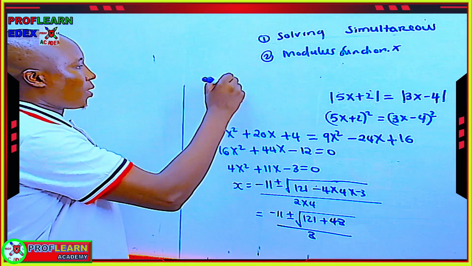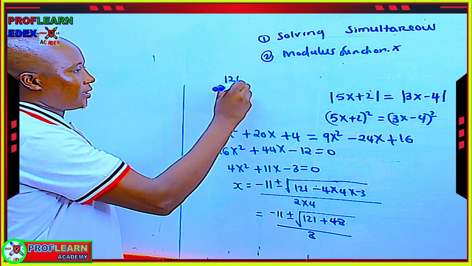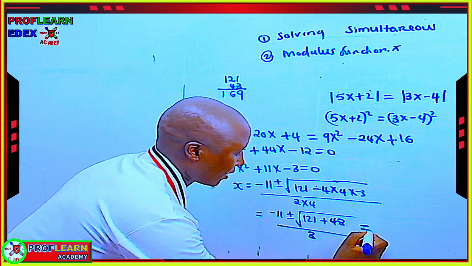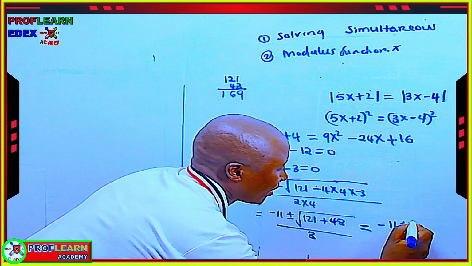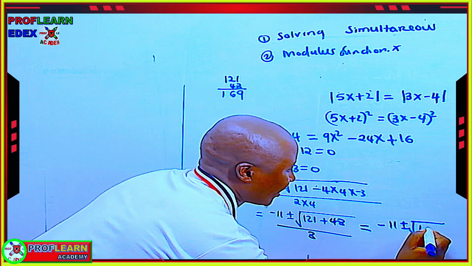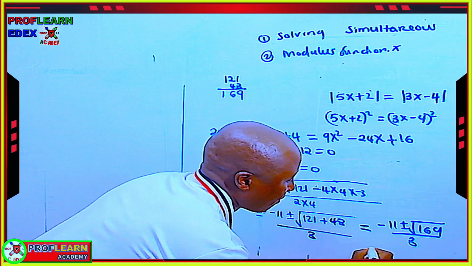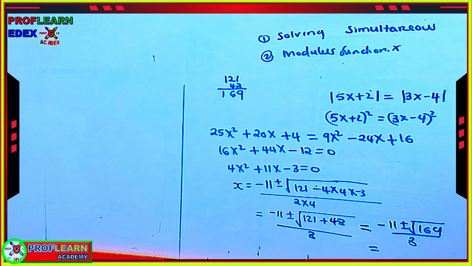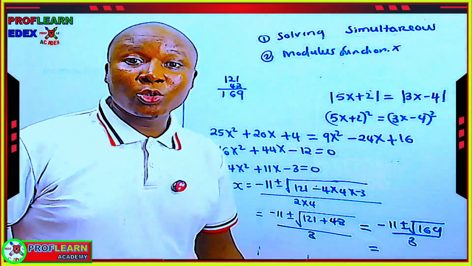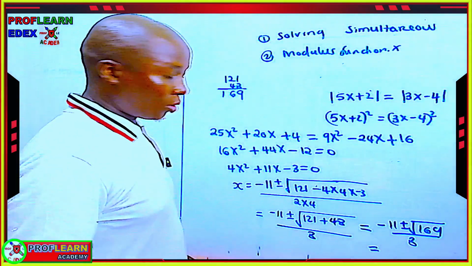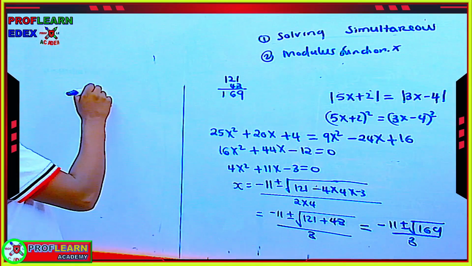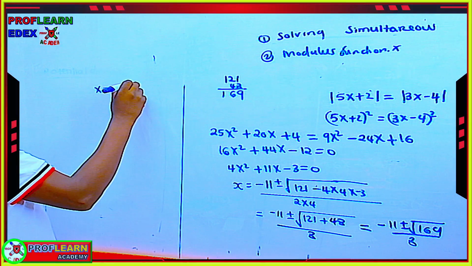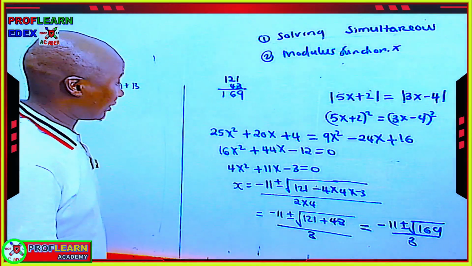But what is 121 plus 48 equivalent to? That is 169. So meaning that we are having minus 11 plus or minus square root of 169 over 8. My dear learners, you have to know how to multiply, you need to know how to divide, and you need to know how to simplify expressions like these ones. So if we work this out, our first value of x is going to be negative 11 plus 13, because square root of 169 is 13, divided by 8.